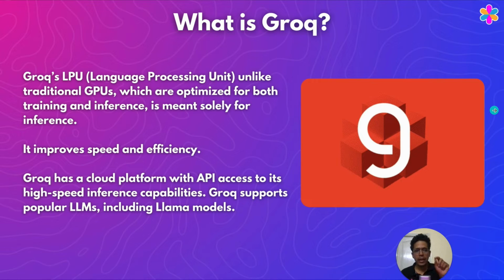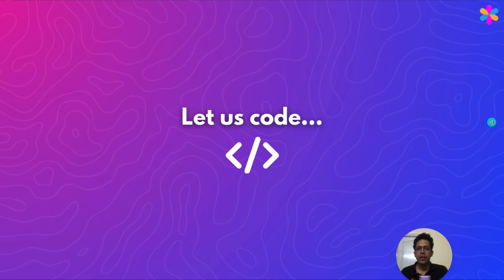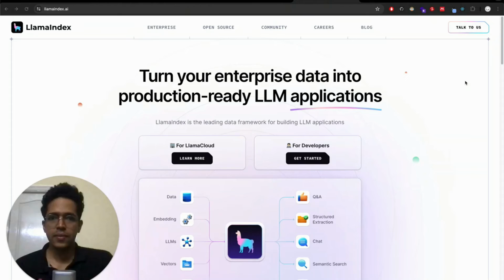So we'll be using Llama 3 through the Groq API. That's why we need the Groq API, and we need the LlamaIndex API for organizing the data, indexing it, and querying it. So before we go into the coding, I just want to show you LlamaIndex and Groq. So let's go to the website.